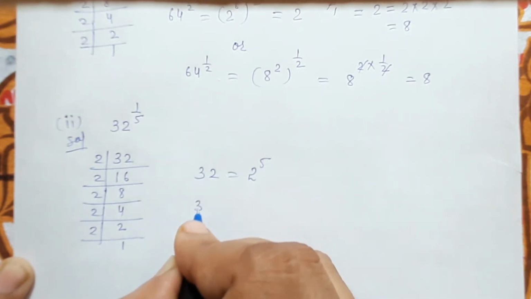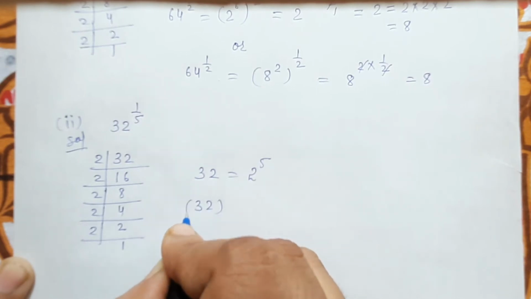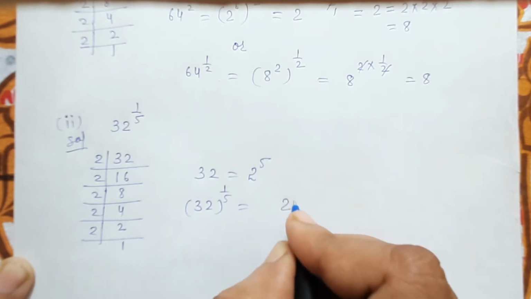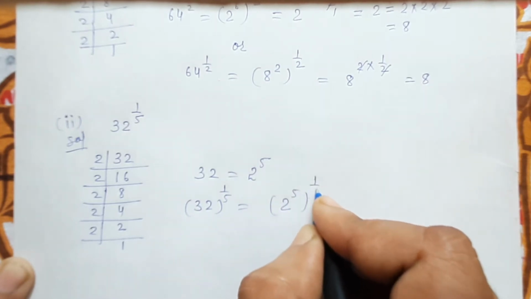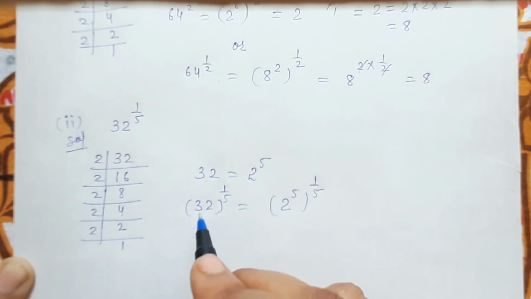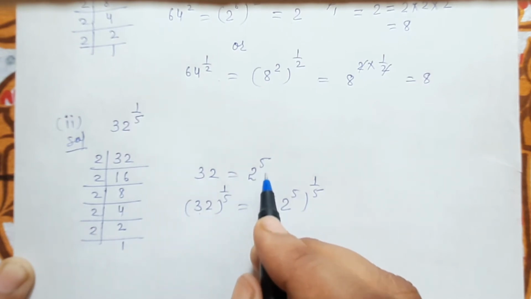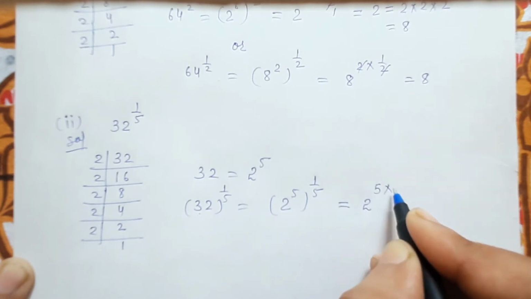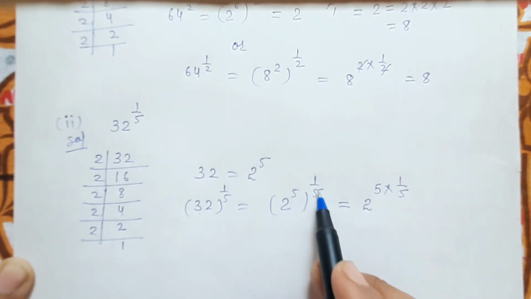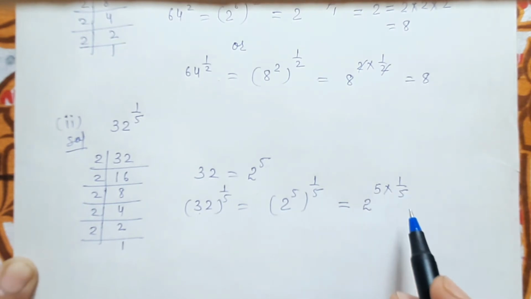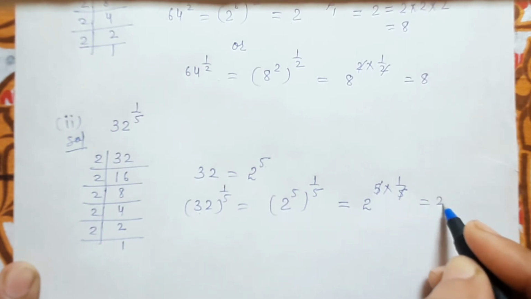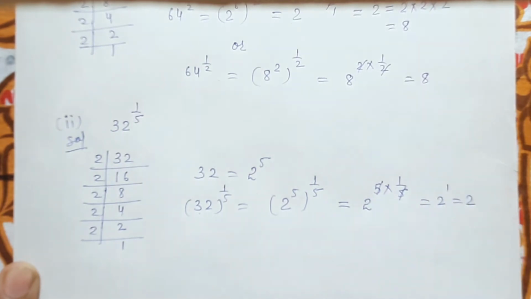Hence 32 raised to power 1 by 5 is equal to 2 raised to power 5 and whole power 1 by 5, because 32 can be expressed as 2 raised to power 5. So 2 raised to power 5 into 1 by 5, because powers will be multiplied by using the law of exponent. 5 and 5 cancel, 2 raised to power 1, that is equal to 2. This is the answer. Now we'll solve the third.